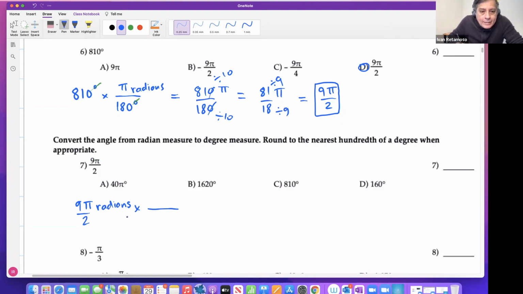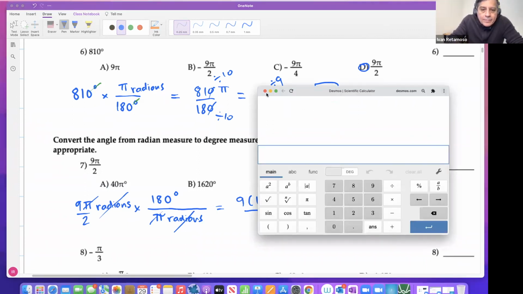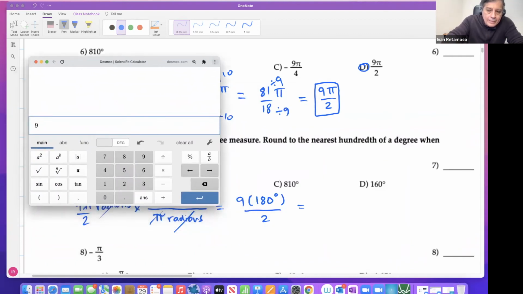Now, I'm going to multiply this by a conversion factor. But now the conversion factor has to have on the denominator pi radians, because I want to eliminate radians, right? And on the top, it's equivalent, 180 degrees, because I want to output degrees, right? So radians cancel with radians. Also, you see that pi cancels with pi, and I end up with this 9 times 180 degrees over 2. But what's that? Well, just put it in your calculator, right? And do the rounding if needed, as indicated, right?